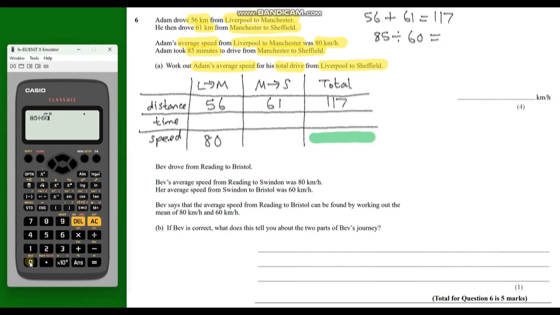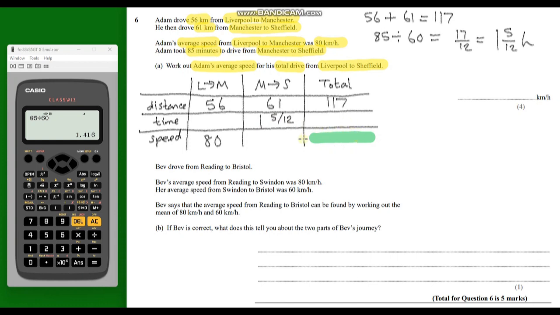85 divided by 60 gives me a decimal, so I'm just going to write it as a fraction, so 17 over 12. You might find it easier to write it as this, but I'm just going to leave it as a fraction. Or I could write it as a mixed fraction, that's probably more useful. So that would be 1 5/12 of an hour. Which box does that go in? Manchester to Sheffield. So 1 5/12 of an hour. That's the time. I think that's all the information we've been given.